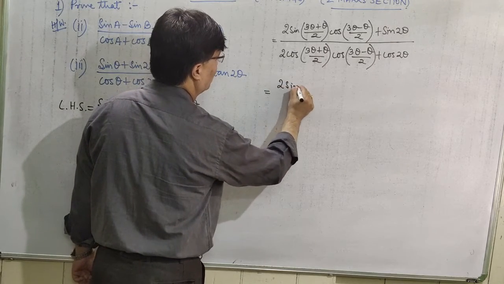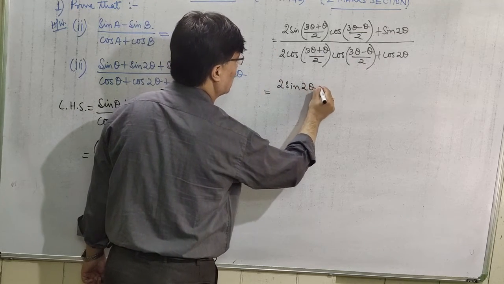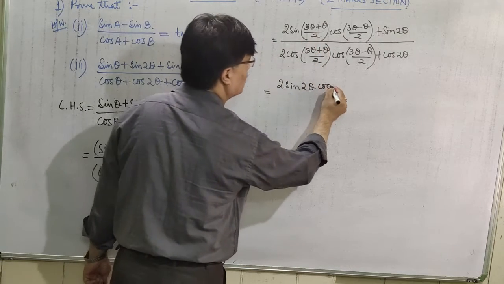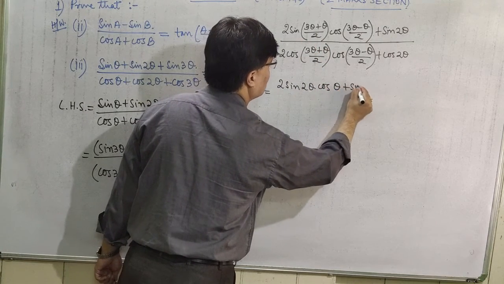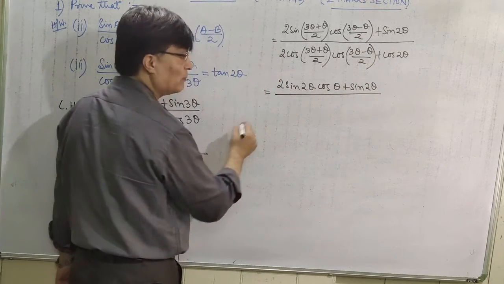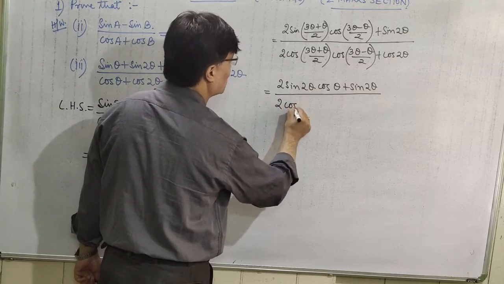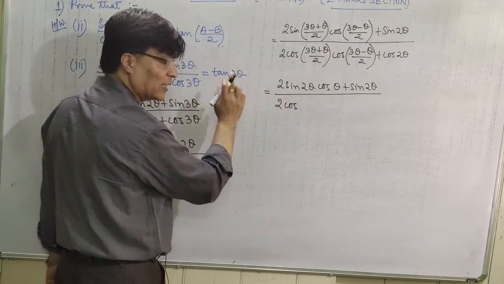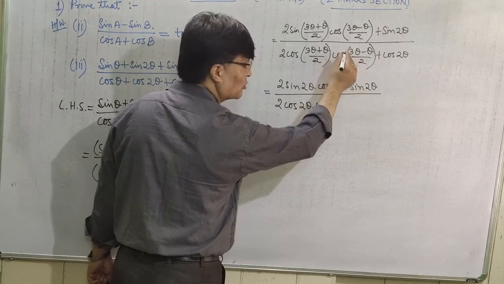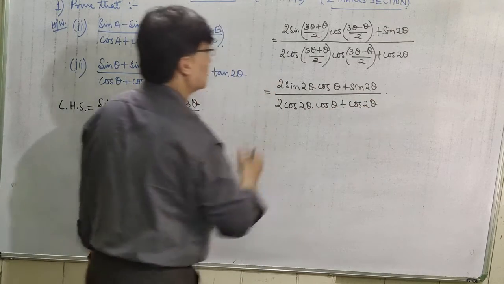2 sine of, what is 3 theta plus theta? 4 theta divided by 2 is 2 theta into cos of, what is 3 theta minus theta? 2 theta divided by 2 is theta. Plus, this is your sine 2 theta. This whole divided by, similarly in the denominator, it will be 2 cos, what is 3 theta plus theta? 4 theta divided by 2 is 2 theta into cos of 3 theta minus theta, 2 theta by 2 is theta, plus cos 2 theta.